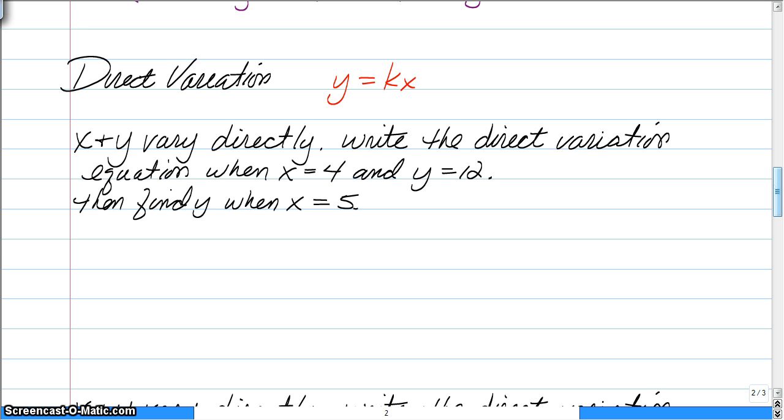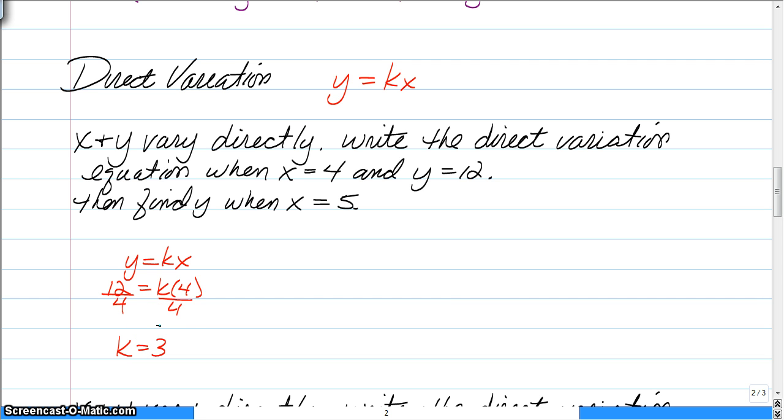X and y vary directly. Write the equation when x is equal to 4 and y equals 12. After we write the direct variation equation, we're going to find y when x equals 5. So to do this, the first thing you want to do is substitute in your x and y into your direct variation equation to find k. So y is equal to kx, y is 12, is equal to k times x is 4. Divide both sides by 4, and you end up with k equals 3.